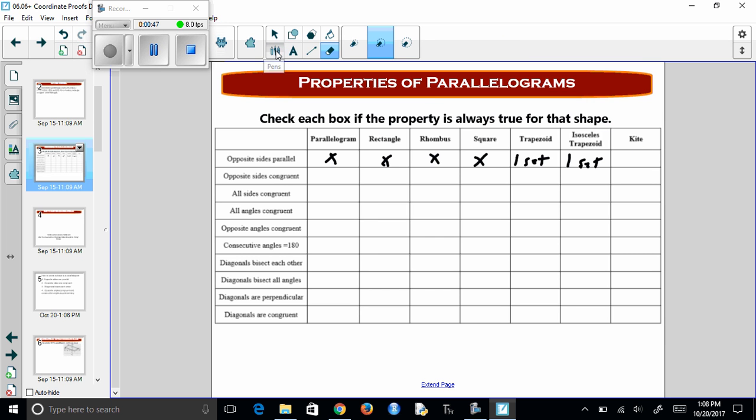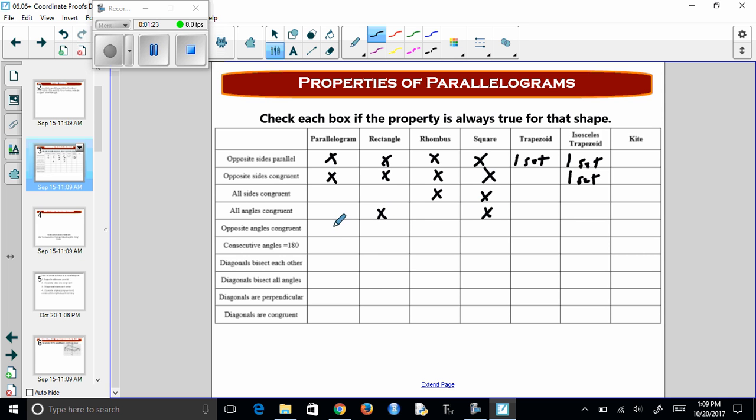put over there. All right, the opposite sides being congruent. That's true for all of these. Opposite sides congruent here? No. They have one set and an isosceles, but opposite sides are not congruent in a kite. All sides congruent. That will just be a rhombus and a square. All angles congruent. That's just going to be a rectangle and a square.